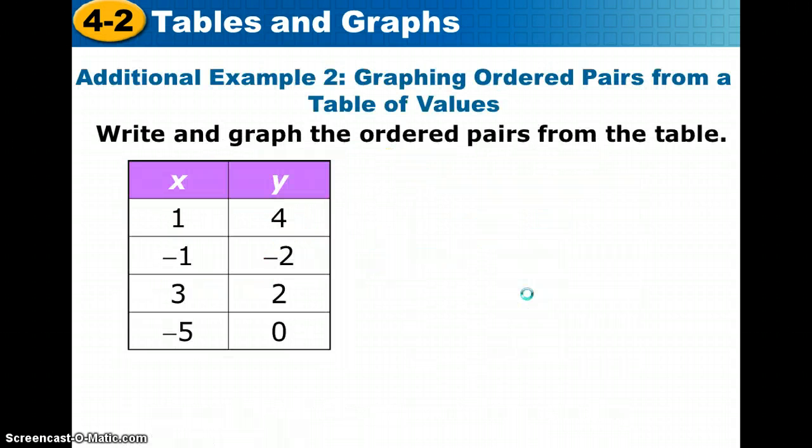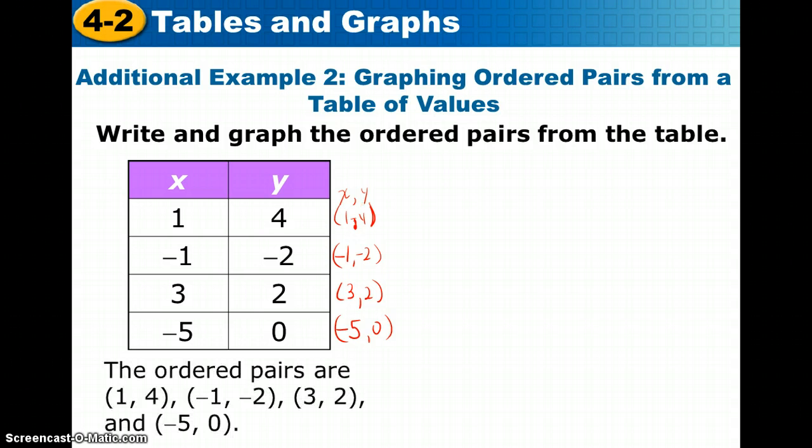Write and graph the ordered pairs from the table. So now we need to find our ordered pairs. (1, 4), I don't know why I put a dash there, it should be a comma. (-1, -2), (3, 2), (-5, 0). Because our first number is always the x and our second number is always the y. So there's our ordered pairs again.